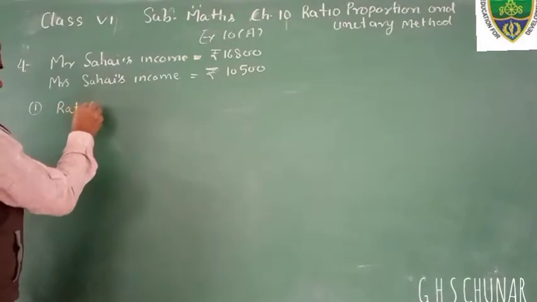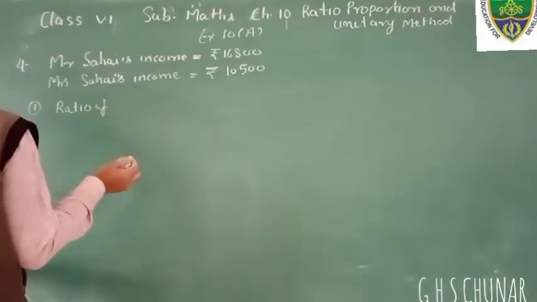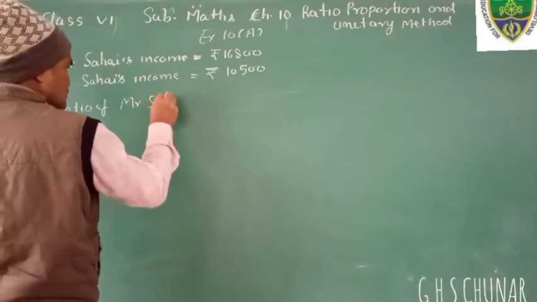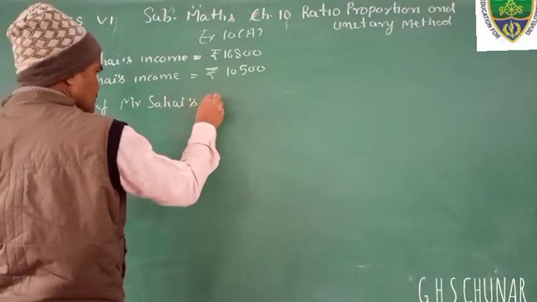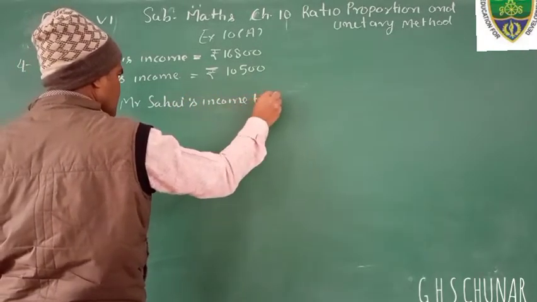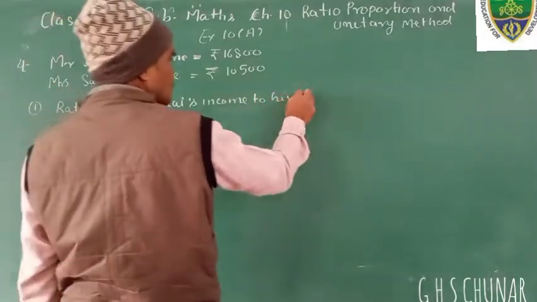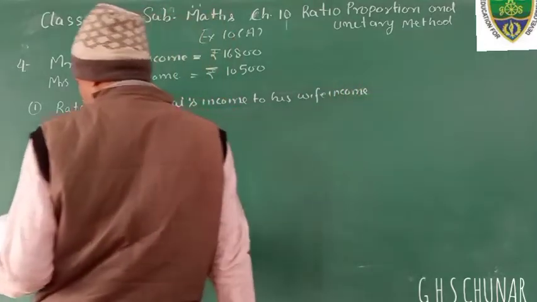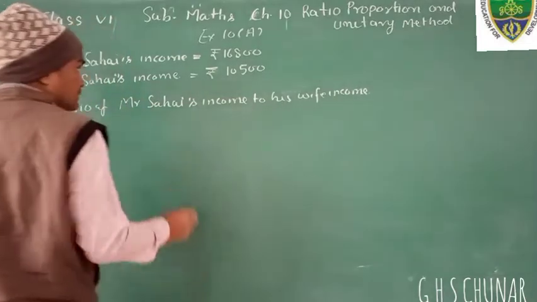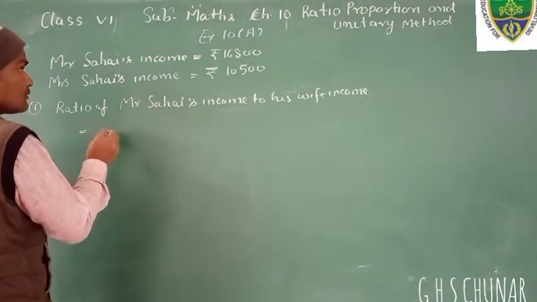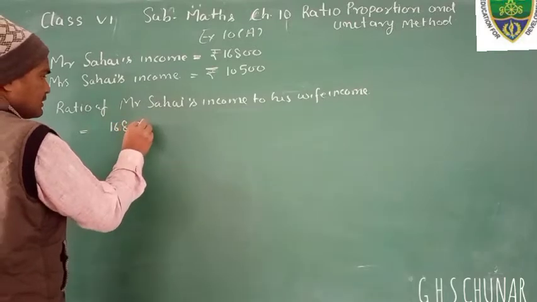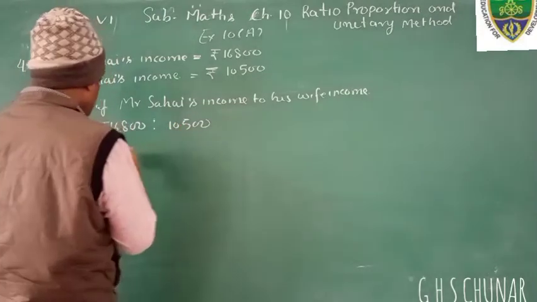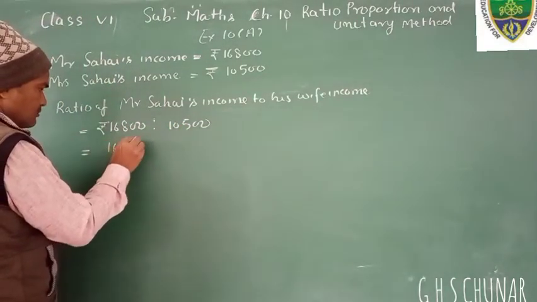the ratio of Mr. Sahai's income to his wife's income. That is 16,800 ratio 10,500. We convert it into the simplest form.